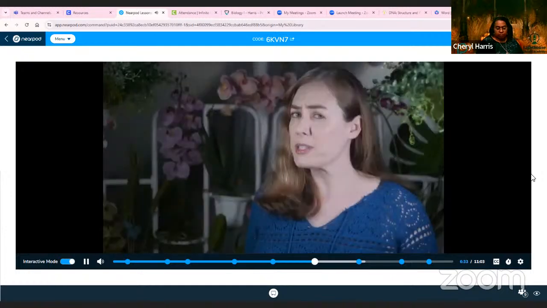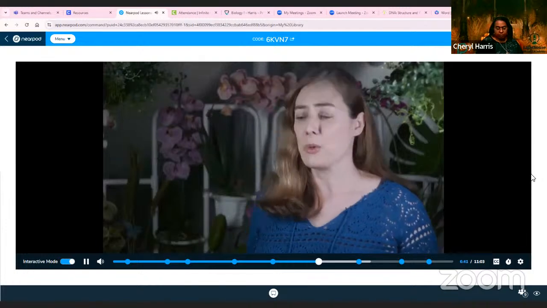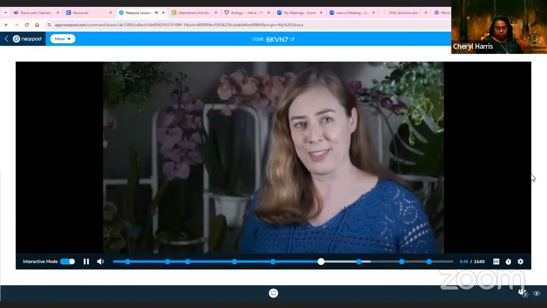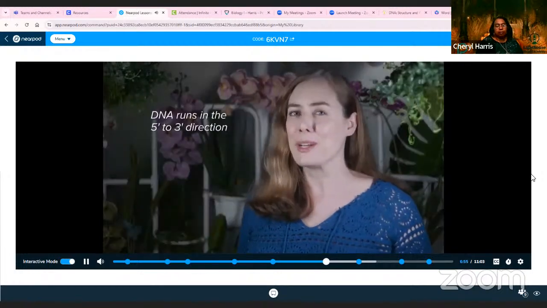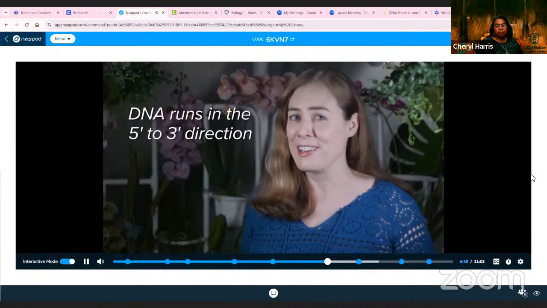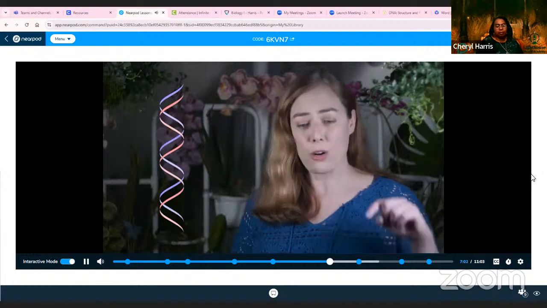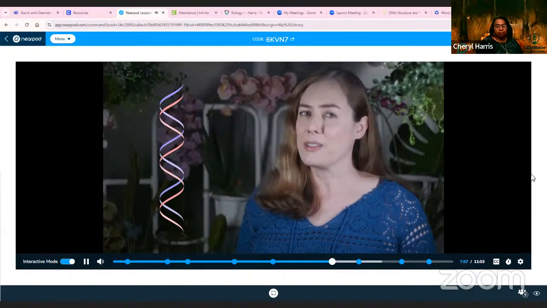Then, to label the skeleton of the sugar, they don't want to use the same numbers that they used for the base because that would be confusing, so they label them 1', 2', 3', 4', and 5'. The 5' carbon is this one that sticks up from the ring. This is where the notation 5' to 3' comes from. You may have heard that phrase, DNA runs in the 5' to 3' direction. That's talking about one of the two strands. You can see the sides of the ladder run in opposite directions. Remember, it's an anti-parallel double helix.